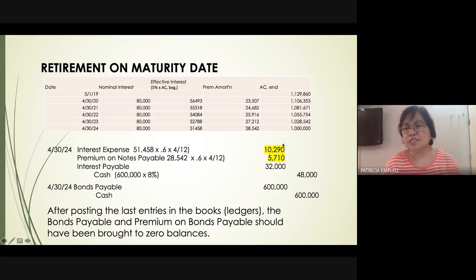So that's 10,290. That is from 10,292. We are now decreasing it by 2 pesos because it was absorbed by the debit to premium. So we are decreasing it by 2. So that's 10,290. So this is adjustment only to bring the premium exactly equal to zero, because there is no need for us to maintain the account premium on bonds payable because we have recognized already the principal account.